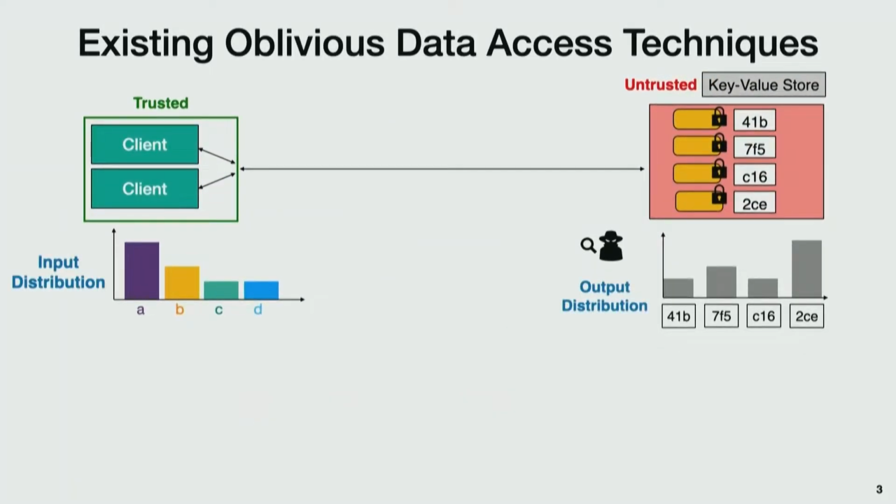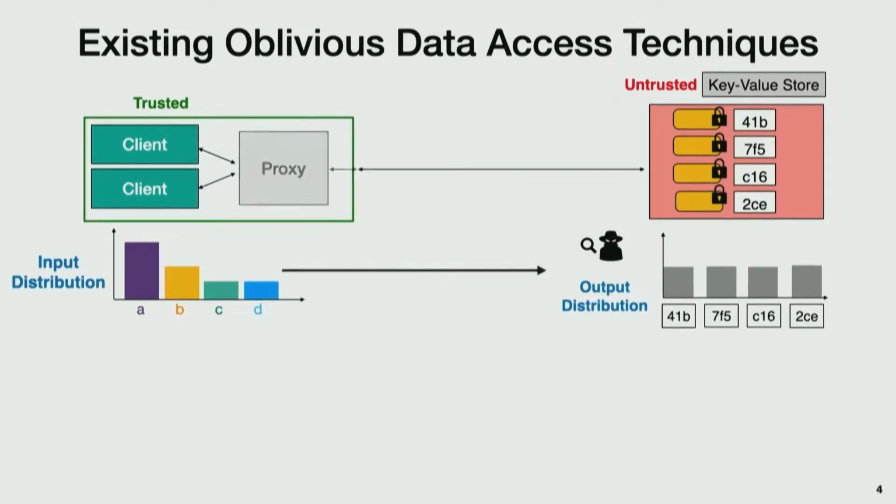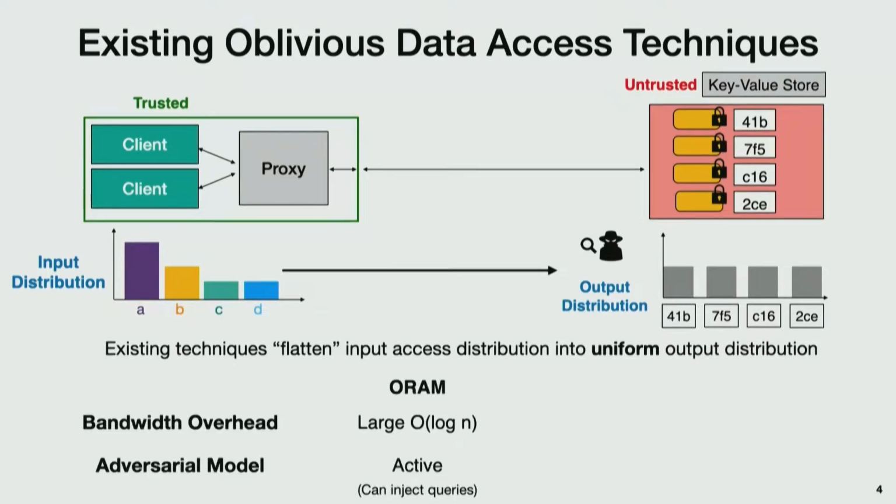Now we are going to see existing oblivious data access techniques. Existing techniques typically introduce a proxy server between the client and the KV store such that the input distribution is flattened and the output distribution is really uniform random. There are two lines of work on these techniques. The first one is ORAM kind, where you have large bandwidth overheads, namely O(log n), where n is the number of key value pairs.